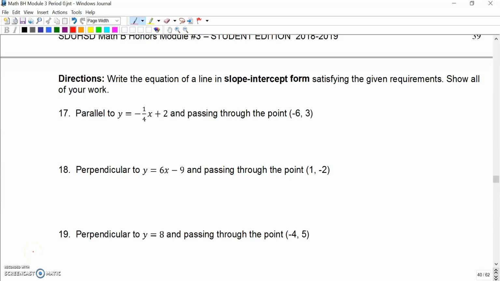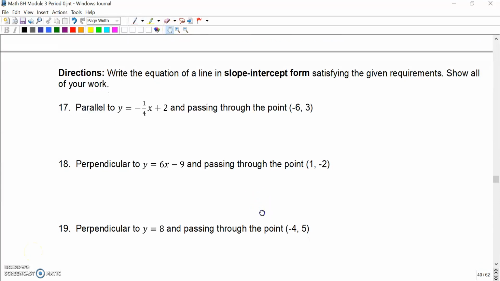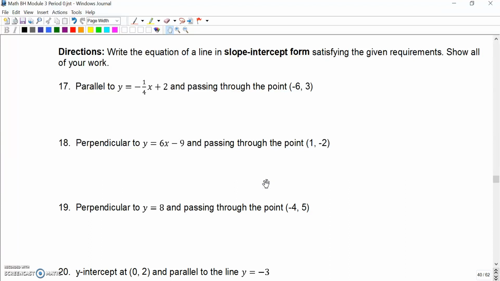In this video, I'm going to take you through some of the problems on the last page of the 3-2D lesson. Feel free to pause or rewind the video at any point. We're going to start with number 17. This first batch of problems ask for equations of lines in slope-intercept form that satisfy the given requirements.